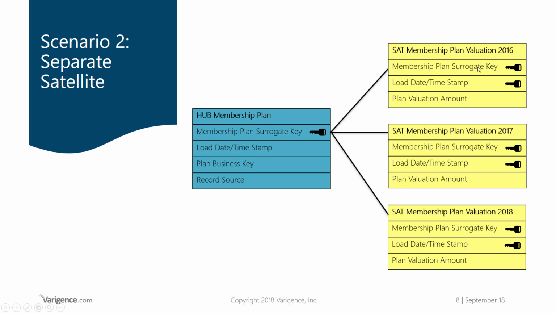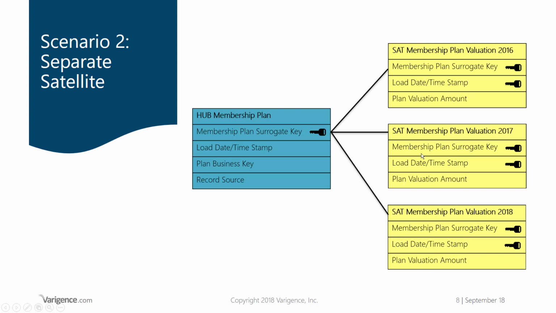So the satellite, the context of the satellite, is attached to the hub, so that they actually are at the same grain. So in this scenario 2, the grain of the satellite is the same as the grain of the hub. That's one of the benefits of this. Obviously, as you can quite clearly see here, you'll need to add a 2019 and a 2021.